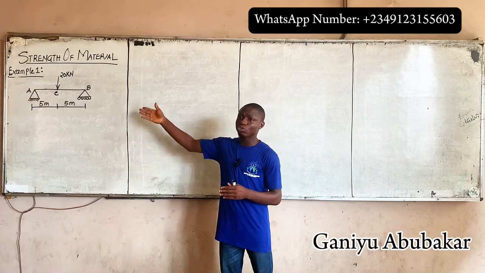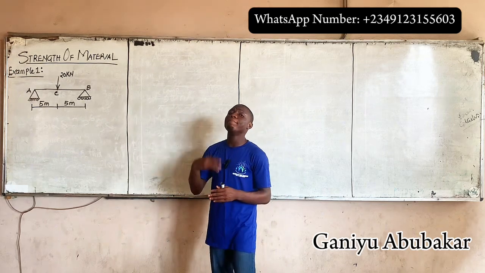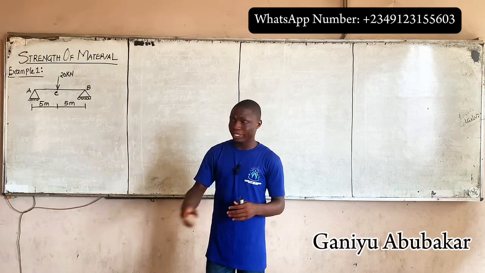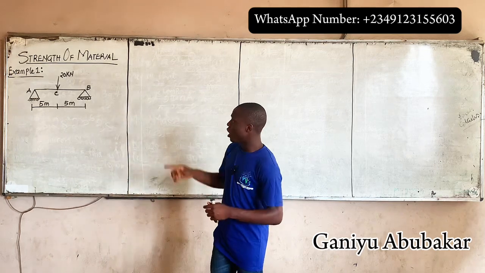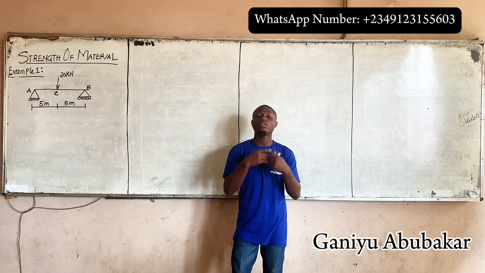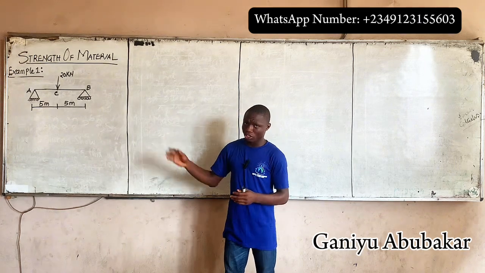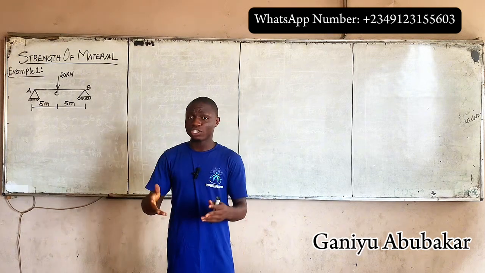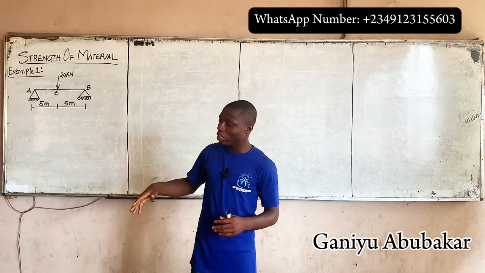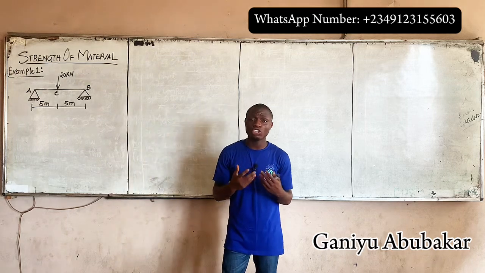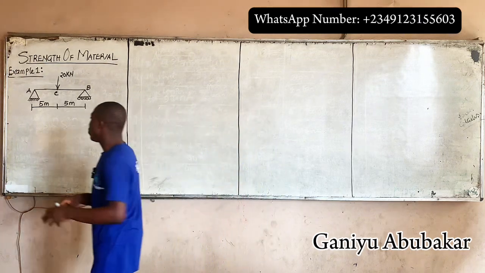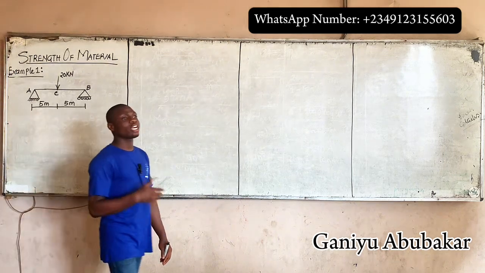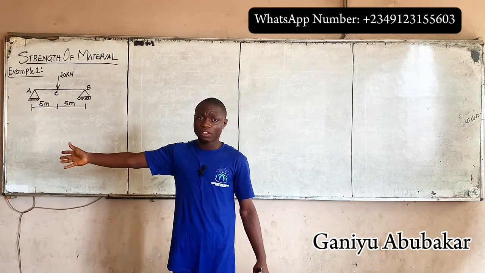So let's look at how to draw the shear force and bending moment diagram for a particular load of 20 kN. How do you find the shear force and bending moment diagram of this question? We say the very first task is that we look for the reaction of the beam. So let's look for the reaction using the condition of equilibrium. But before then, I'll try to draw a free body diagram, right?